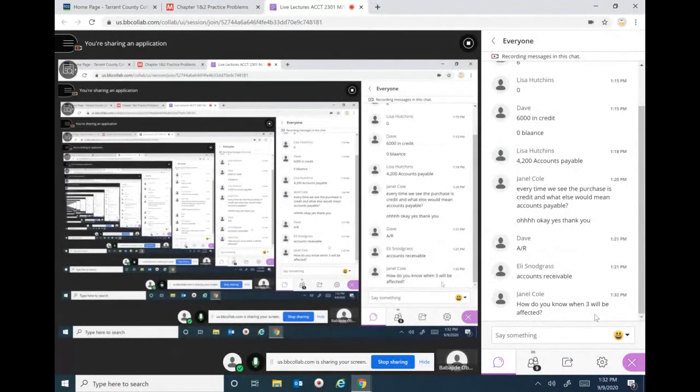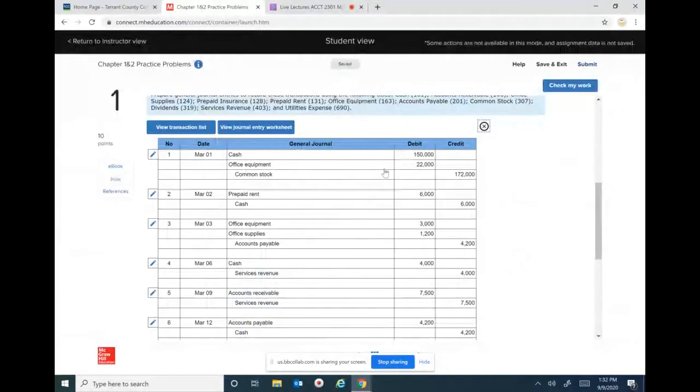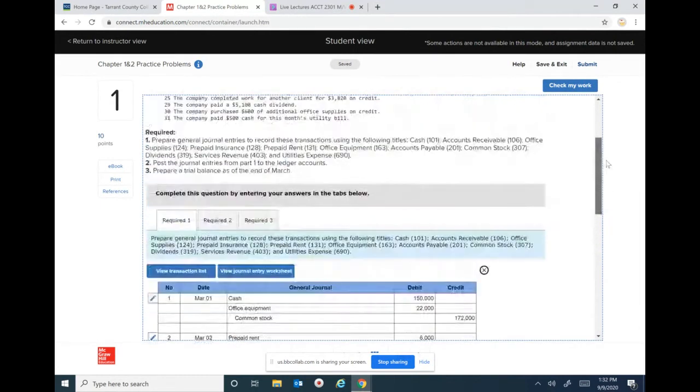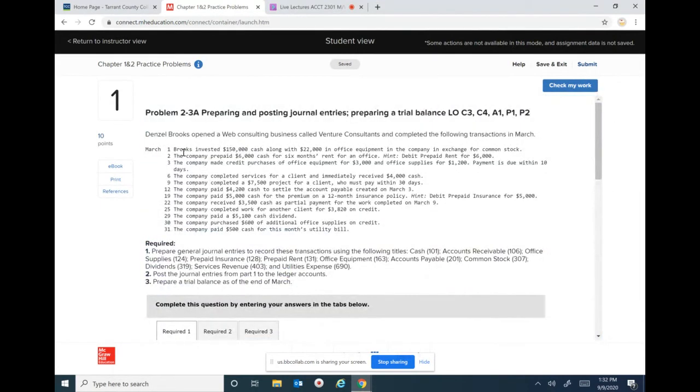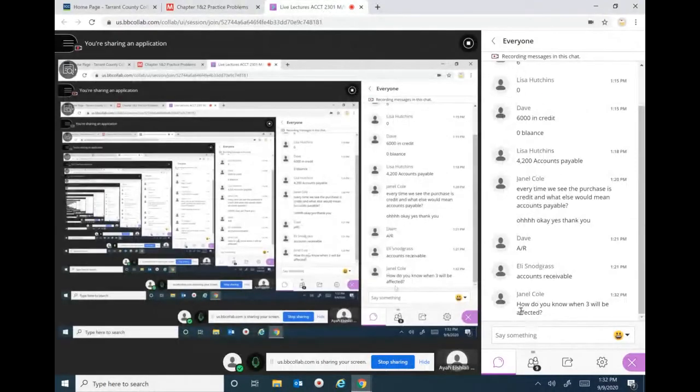How do you know when there will be 3 accounts affected? So Janelle, the transaction will tell you how many accounts are affected. Let me scroll up so I can show you the transaction. On March 1st, the company receives cash. So here is 1 account. They also receive office equipment. Here is the 2nd account. And then the company gives common stock. It would be in the description, in the instructions that you guys are going to get when you're preparing those journal entries.